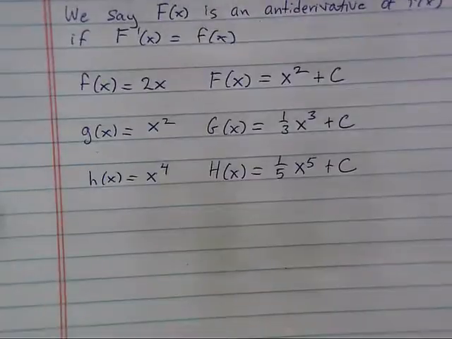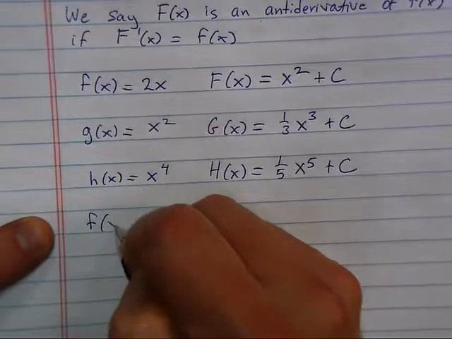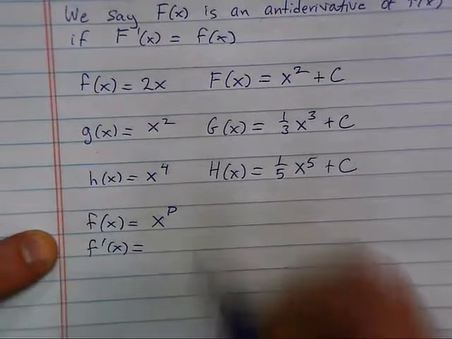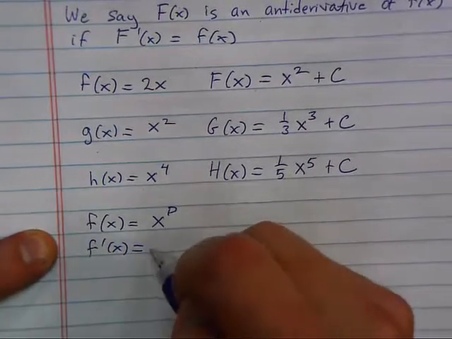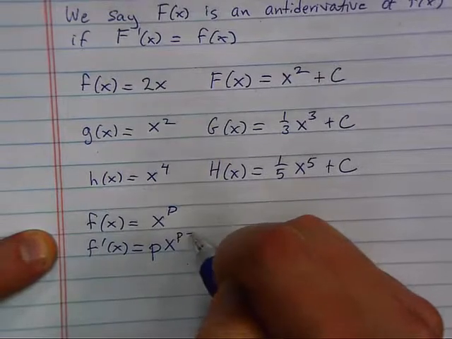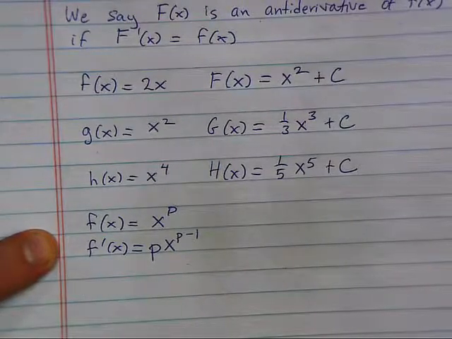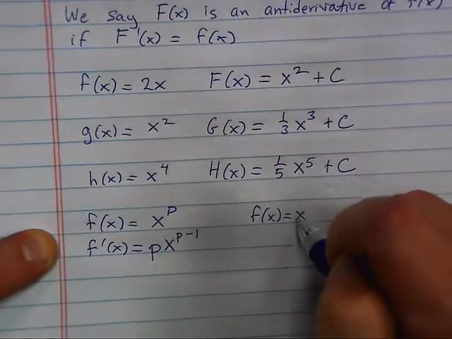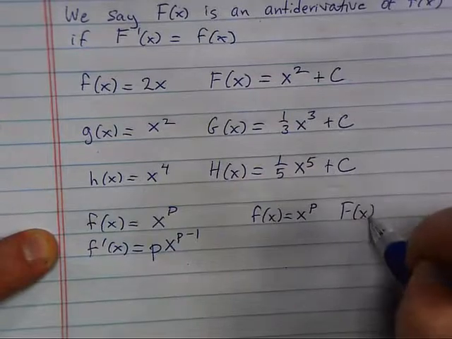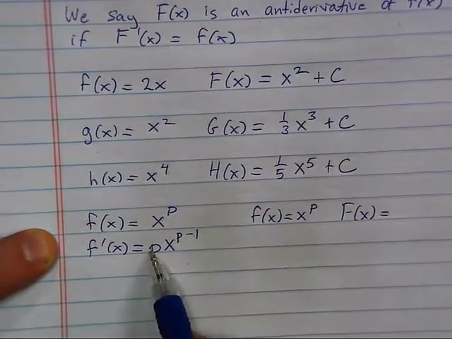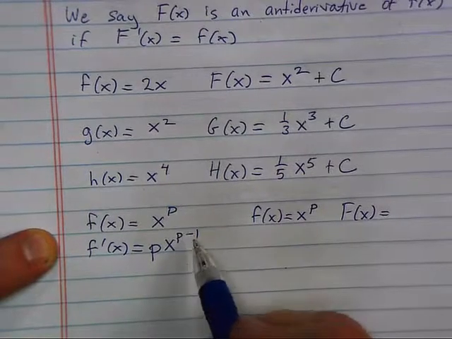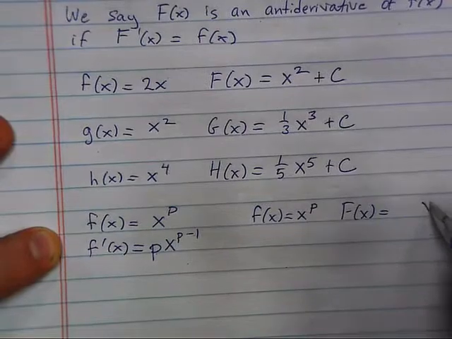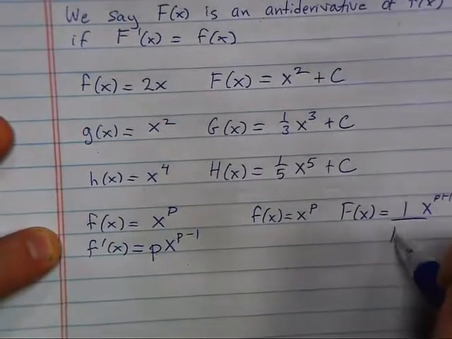Right, and that makes sense, because you remember if we had f of x was x to a power, what was the rule for derivatives of x to a power? You bring the power down, you subtract 1 from the power. Antiderivatives are the opposite. So if f of x is x to the p, then the antiderivative, what's the opposite of bring the power down and subtract 1 from the power? Add 1 to the power and then divide by the new power.